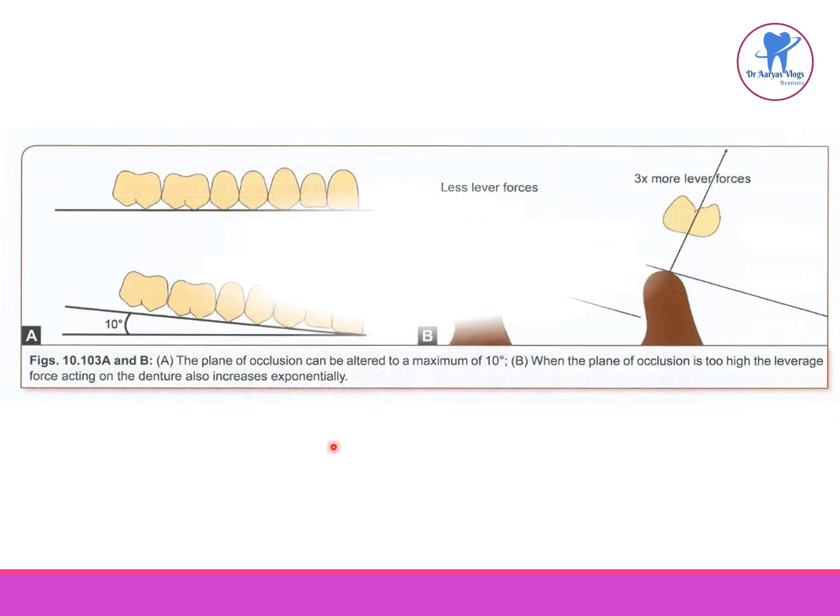This is the posterior separation beyond the balancing ability of the compensating curve, which can be balanced by tilting the plane of orientation. Here the plane of occlusion can be altered to a maximum of 10 degrees. When the plane of occlusion is too high, then the leverage force acting on the denture also increases exponentially.